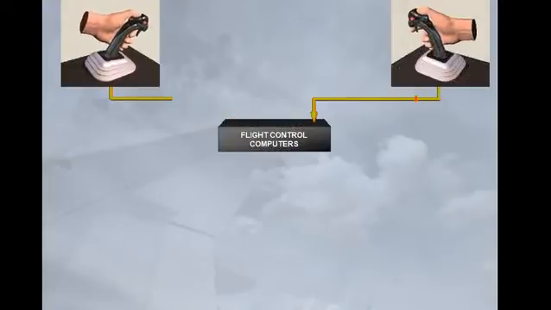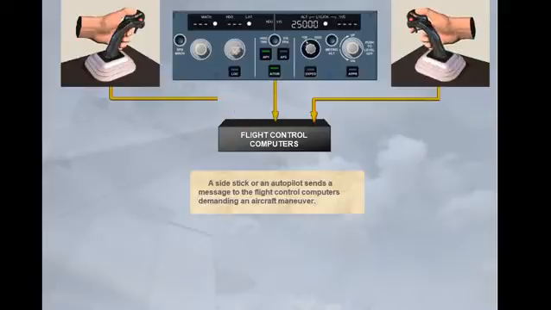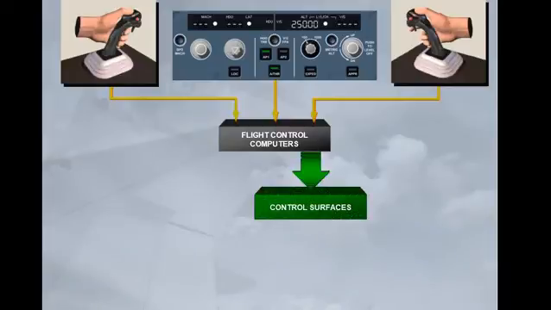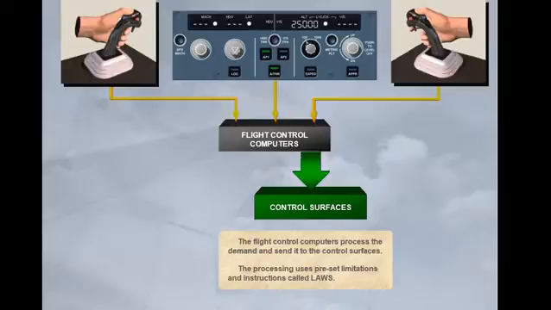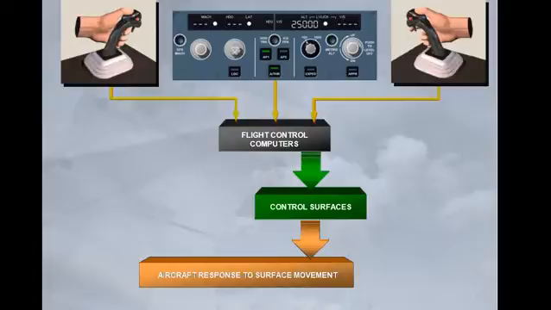Side stick, or an autopilot, sends a message to the flight control computers demanding an aircraft maneuver. The flight control computers process the demand and send it to the control surfaces. The processing uses preset limitations and instructions called laws. The aircraft responds conventionally to the movement of control surfaces.